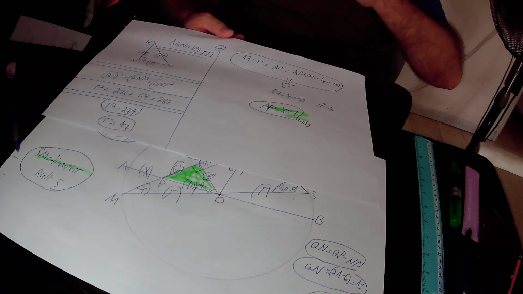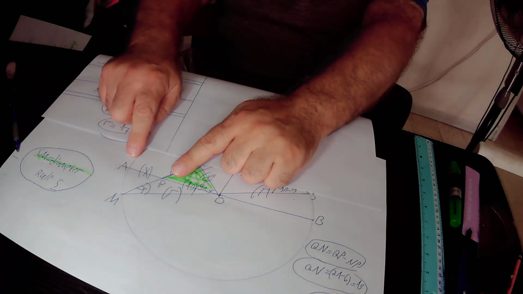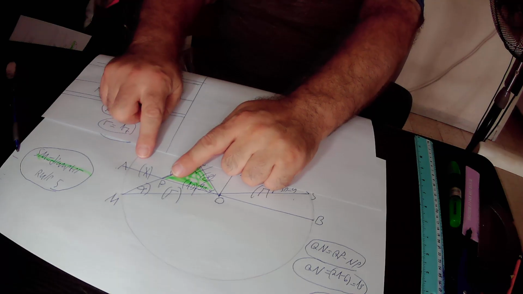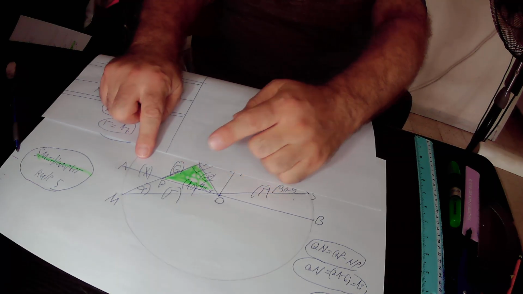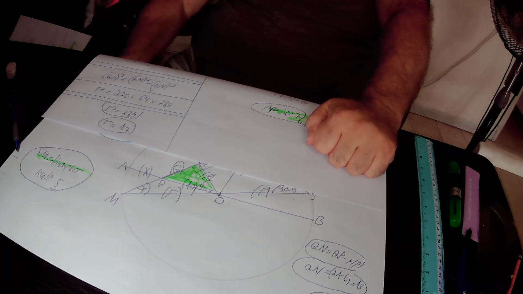So the answer to the question is that the length of this short line segment AP, which equals X, is equal to 7 units. Okay, then thank you very much.